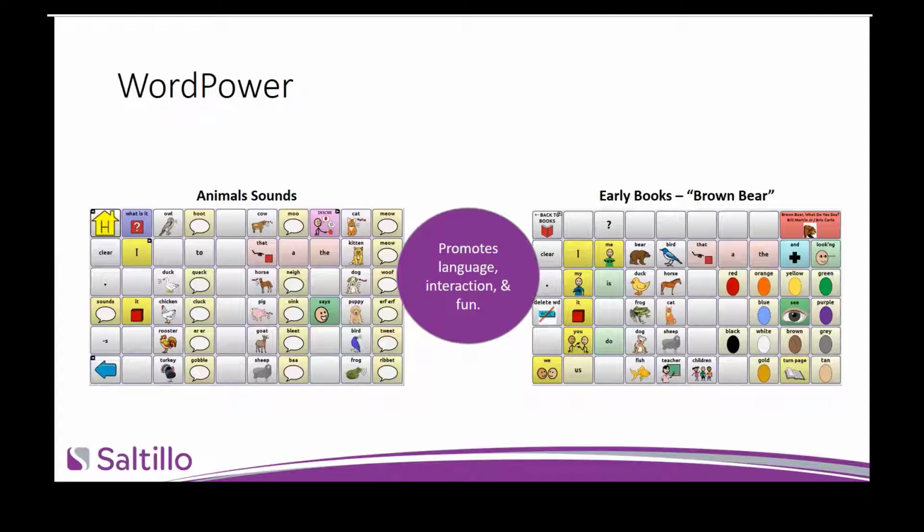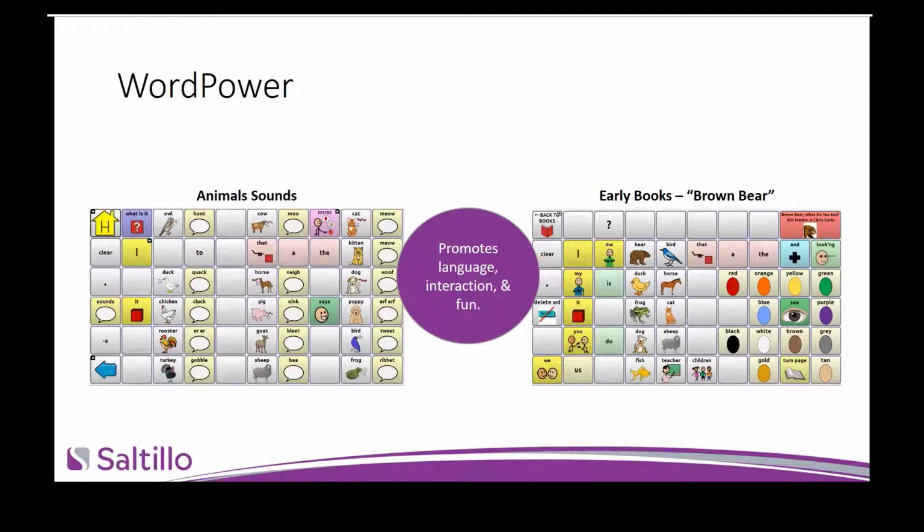Now, in addition to our core word and our keyboard pages, WordPower files have a lot of other great tools and features to encourage and support communication and social interaction. So in this example here, you can see the animal sounds page, as well as our early books pages, such as Brown Bear and other popular children's books. We're going to delve into these once we can explore the file.